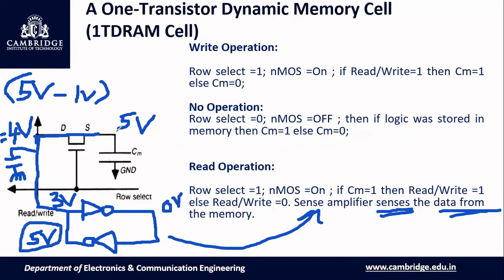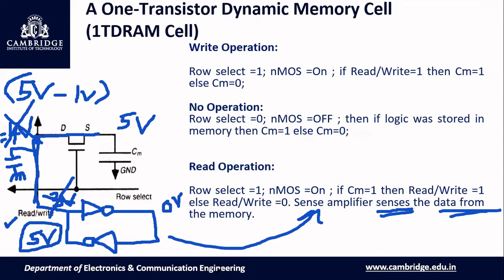Here, if you had stored 5 volts, we will get some 4 volts here. Because of the parasitic capacitance, you may get some 3 volts here. And that is inverted, you'll get 0 volts. Again, it is inverted, you'll get back 5 volts. If there is any charge decay, that will be overcome by this arrangement.